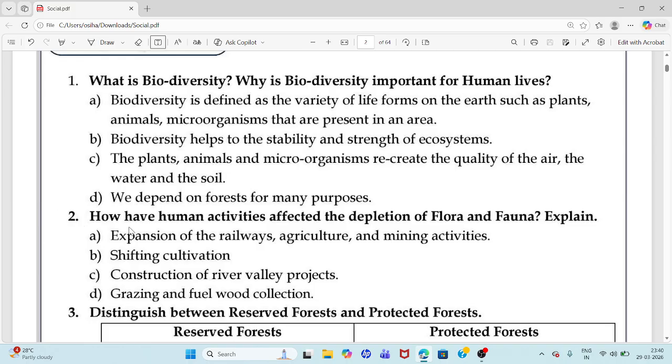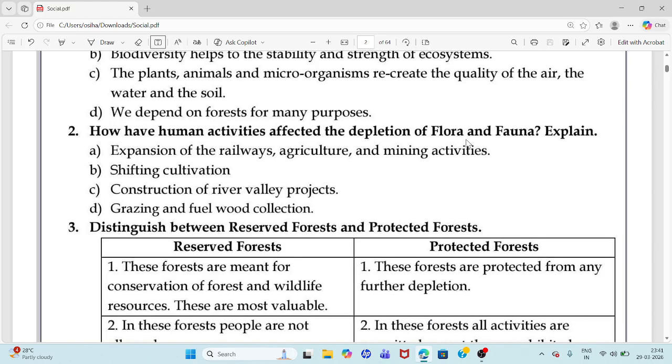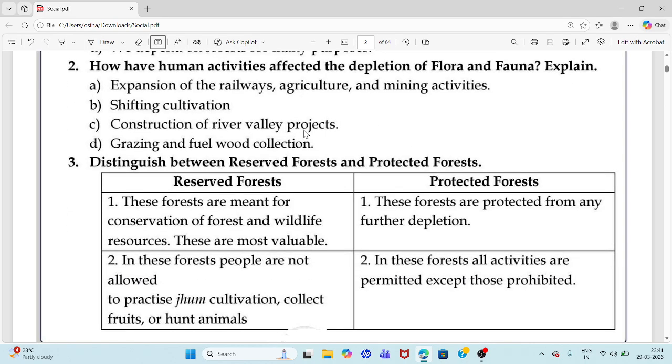Second question: how have human activities affected the depletion of flora and fauna? Explain. Expansion of the railways, agriculture, and mining activities, shifting cultivation, construction of river valley projects, grazing and fuel wood collection. Flora and fauna means plants and animals. What are the activities that affected the flora and fauna? Depletion of flora and fauna.